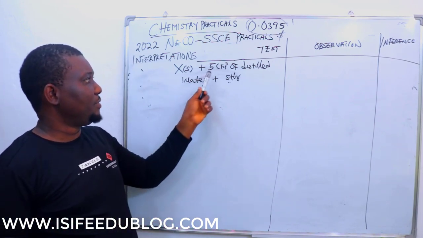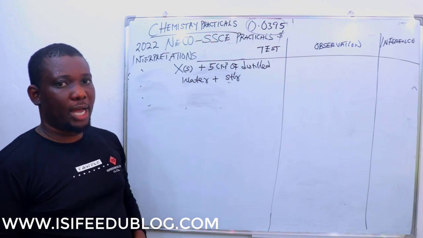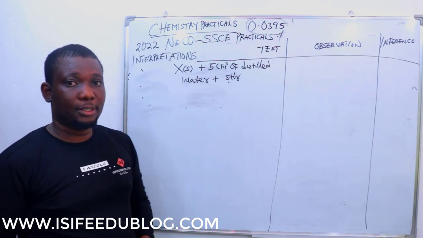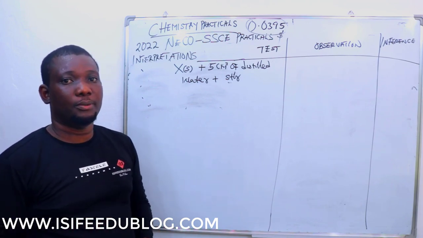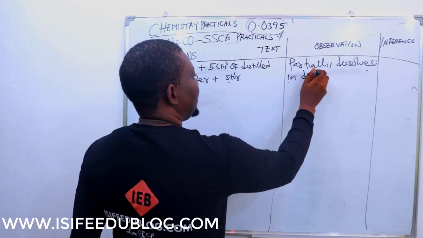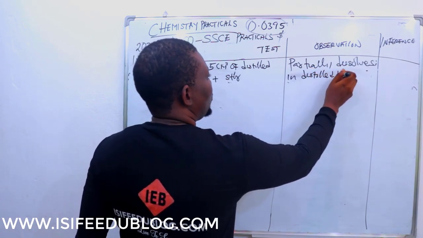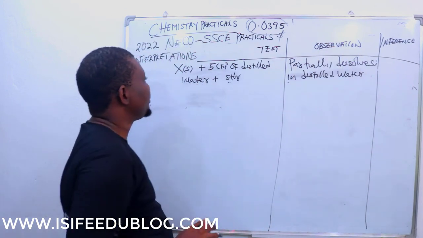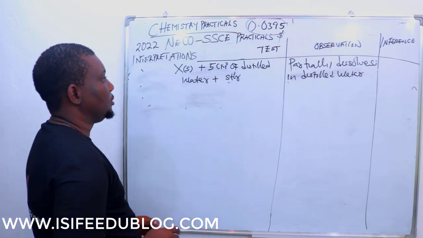The time you added 5 cm of distilled water to X, what happened? It does not dissolve very well. So you write it partial dissolution. Yes, partially dissolves in distilled water. So, okay. This is what it is.